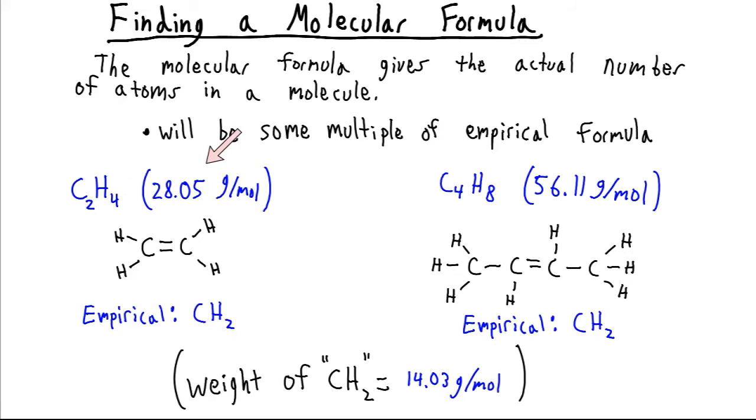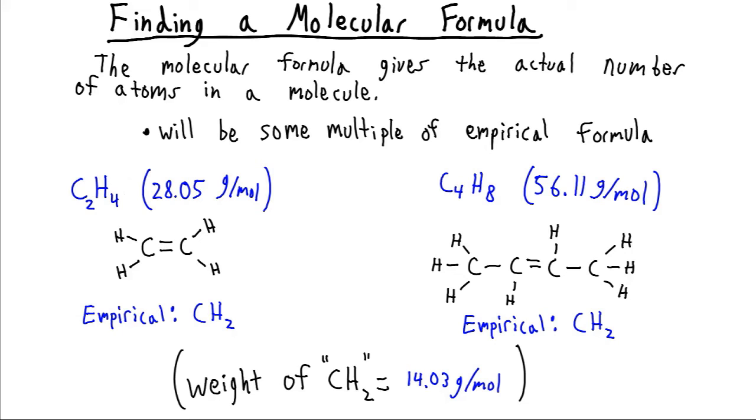It's 28.05 grams per mole for our C2H4, and it's 56.11 grams per mole for our C4H8. And these are all multiples of our base mass, the formula mass, CH2. If we add up 1 carbon and 2 hydrogens, we get 14.03 grams per mole. So this is 2 times that mass, and this is 4 times that mass. And a funny coincidence, if we take 4 times our empirical formula, we get that molecular formula. So that's going to be our method to figure out the molecular formula.